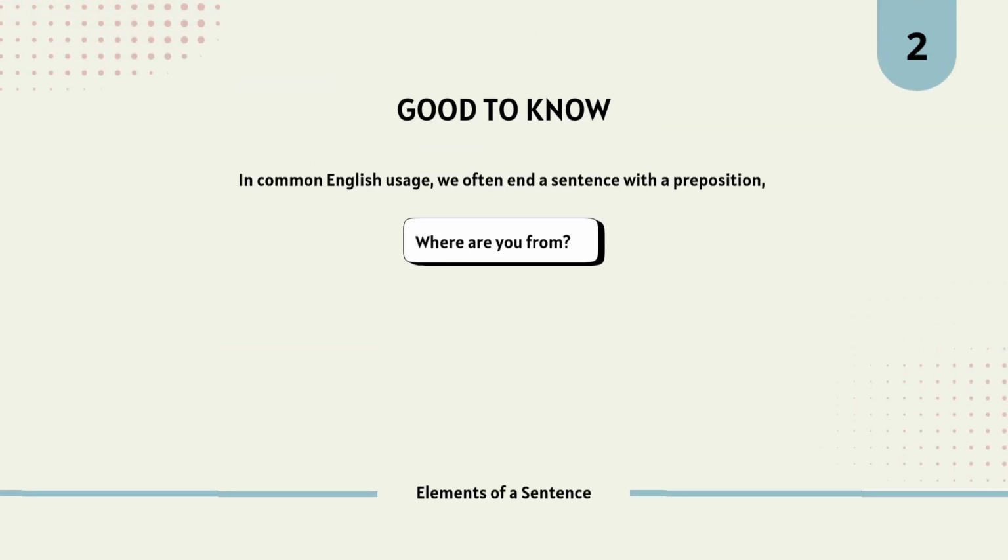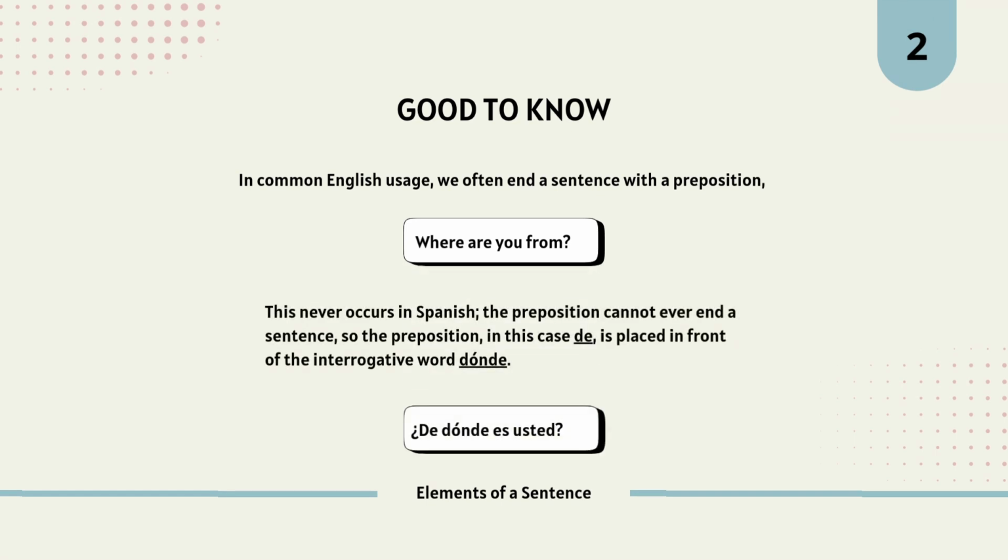In common English usage, we often end a sentence with a preposition, for example, where are you from? This never occurs in Spanish. The preposition cannot ever end the sentence, so the preposition in this case, de, is placed in front of the interrogative word dónde. For example, ¿de dónde es usted?